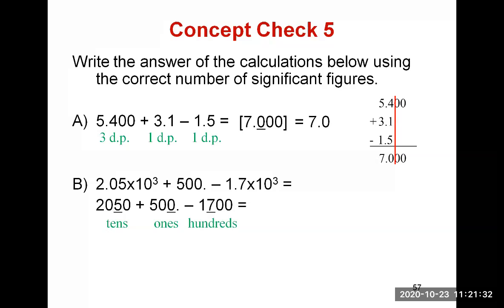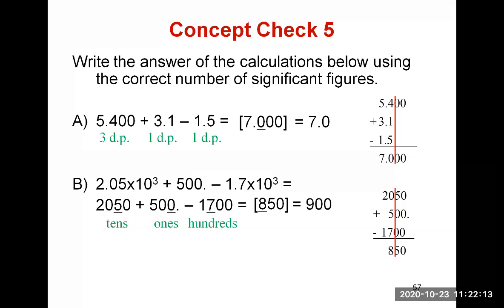Let's do the calculation, and the answer is 850 when you align them according to the decimal point. You can see here 850. And let's do the red line that shows where is the least precise digit place. And because of the 1700, we need to go all the way to the hundreds place. So that means we will need to round to the hundreds place. And that's where the 8 is. What comes after is a 5, so you need to round up. And so the 8 will become a 9.